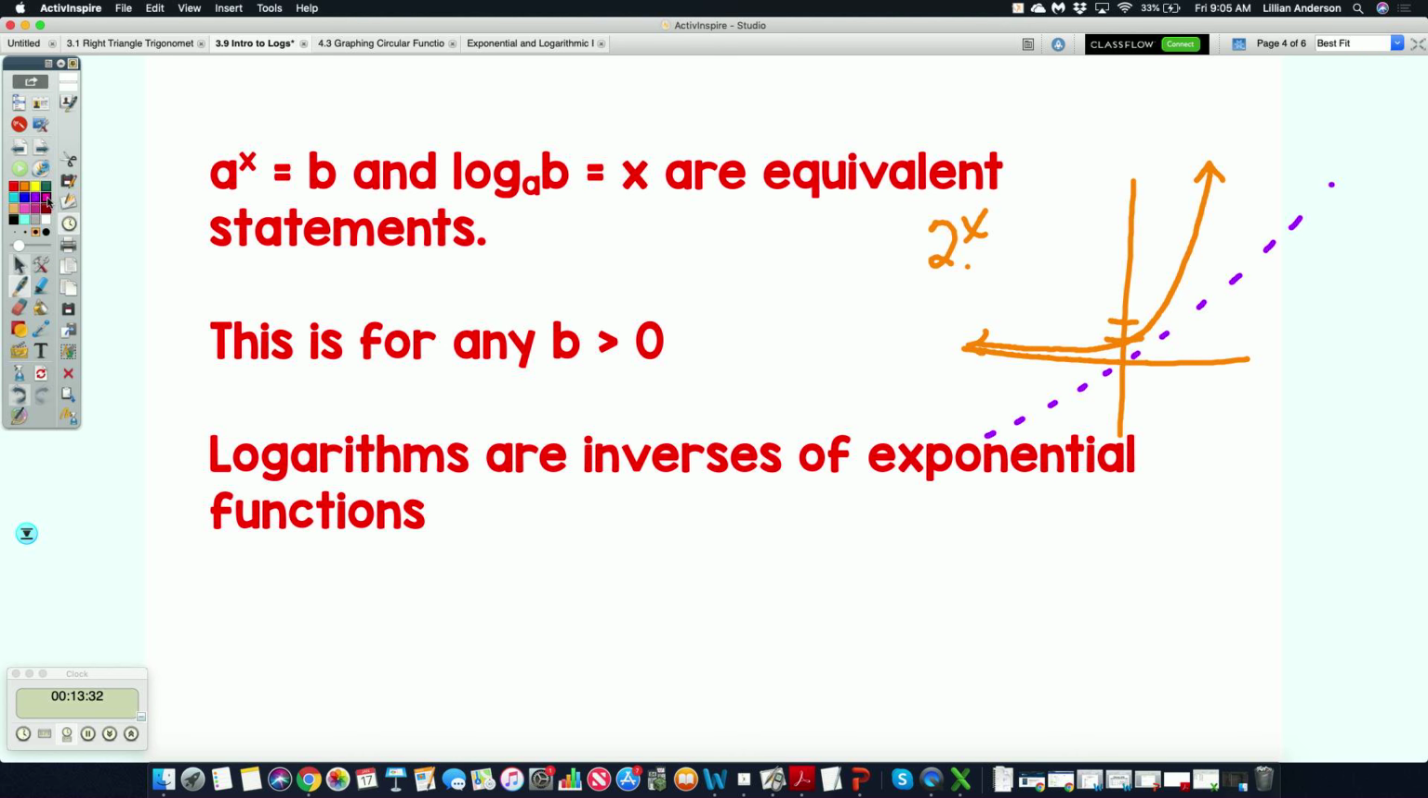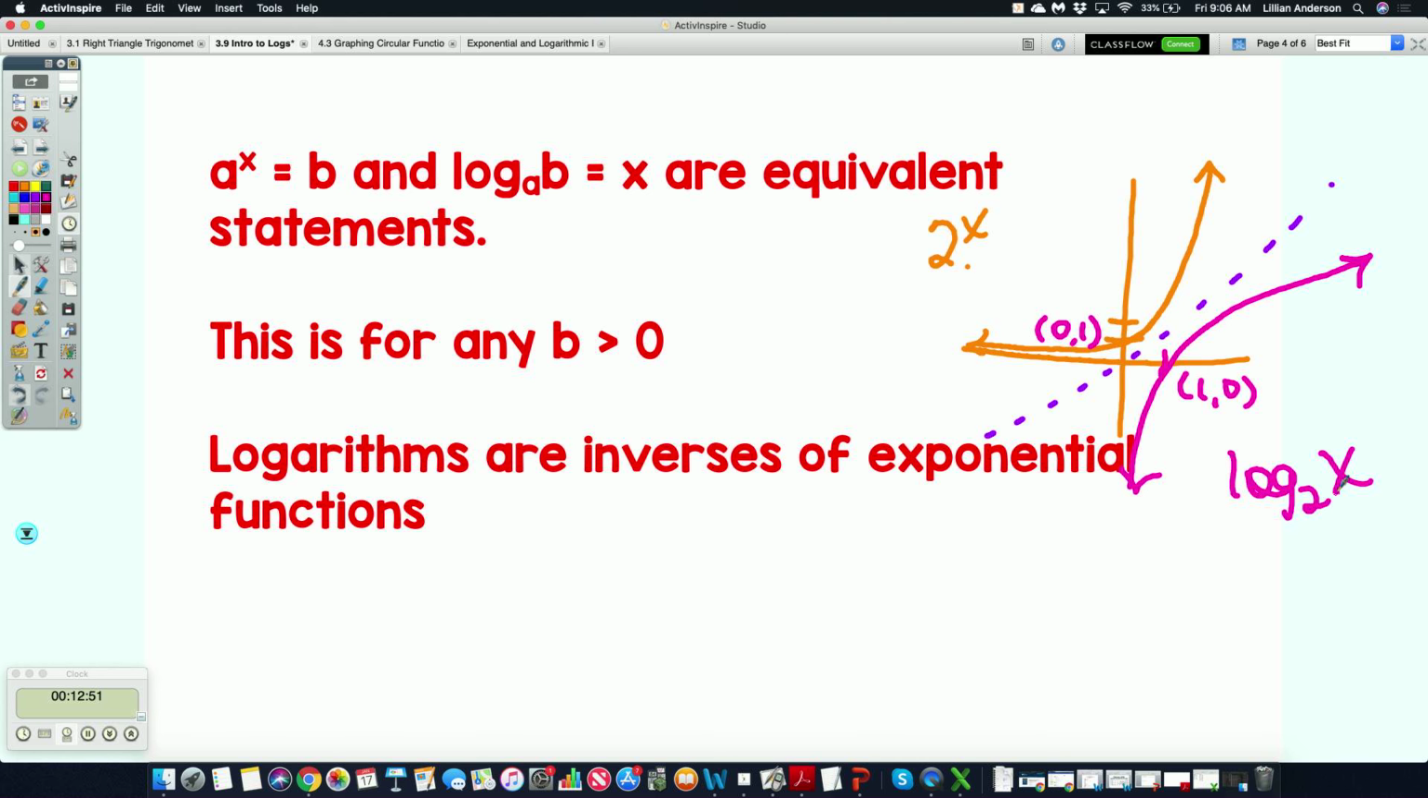And so now, instead of crossing at 0, 1, it's going to cross the x-axis at 1, 0, because you flip it. It's not going to have a horizontal asymptote. It's now going to have a vertical asymptote. It's still going to increase from left to right. So the pink represents the logarithm, or the inverse, of 2 to the x. That's what a logarithm is. It is the inverse.